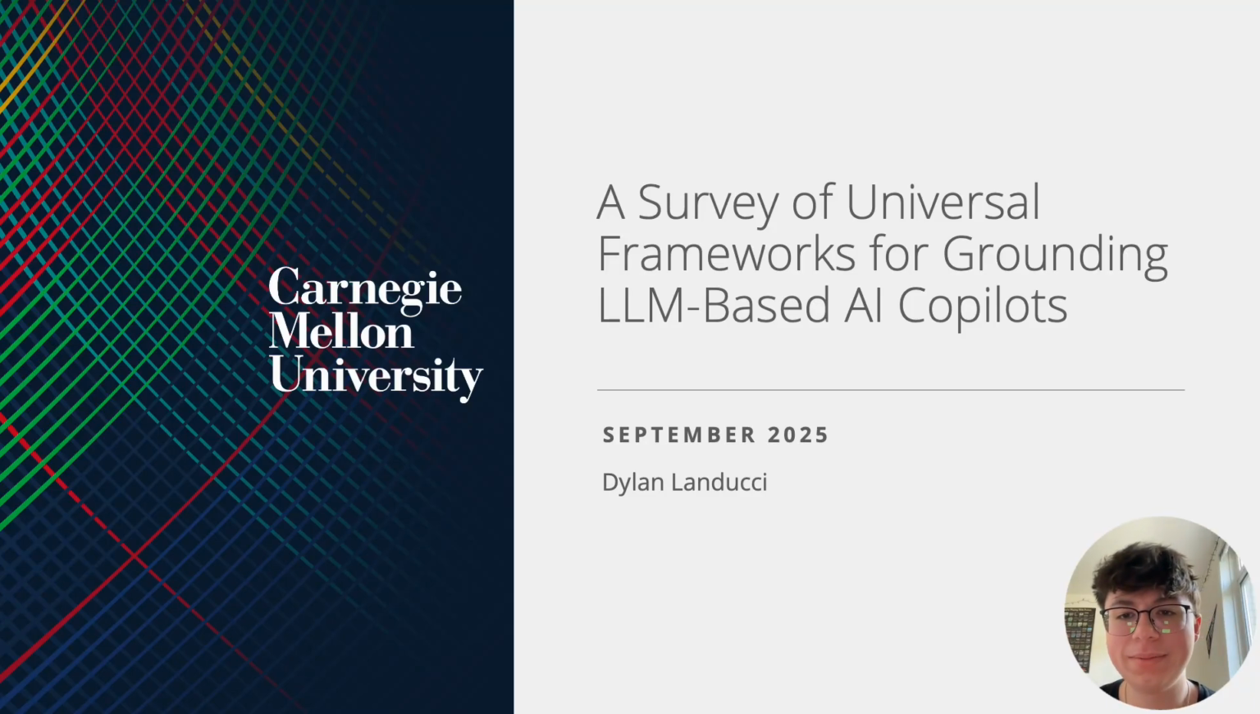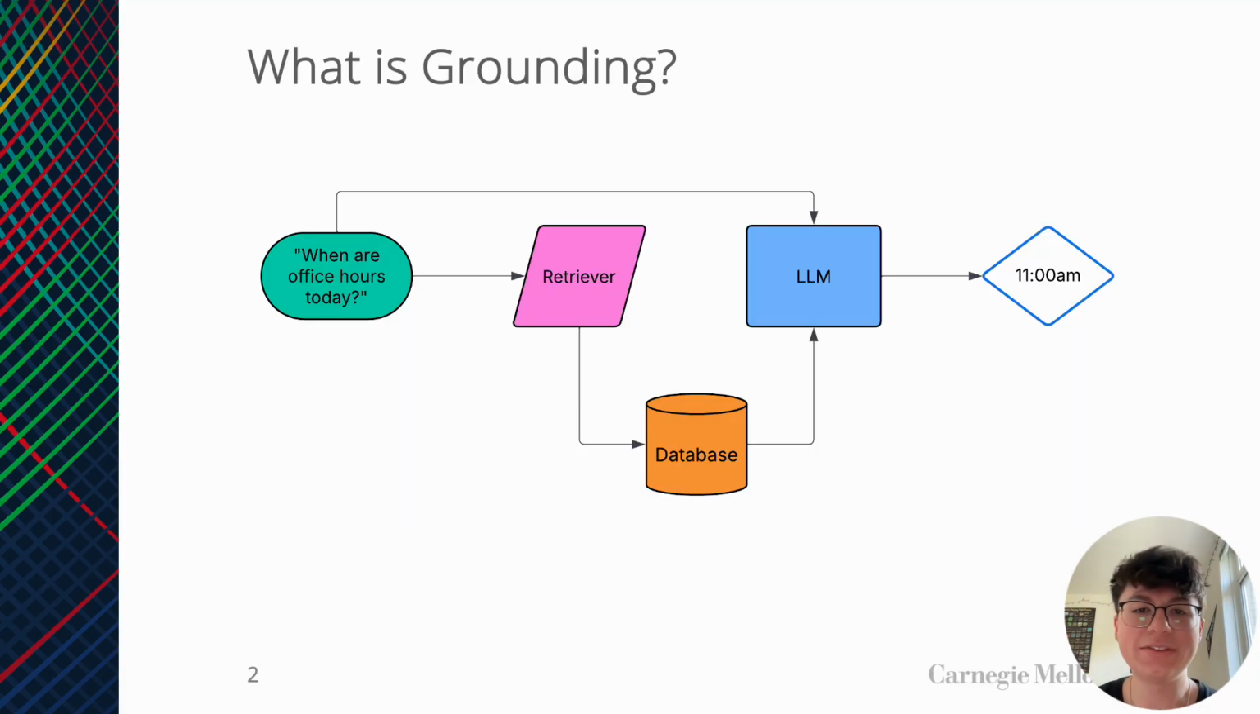Today I'm going to be talking a little bit about universal frameworks for grounding LLM-based AI copilots. So what exactly is grounding? For those who don't know, grounding is a process of giving an LLM domain-specific knowledge so that it can answer queries about that domain-specific knowledge more effectively.